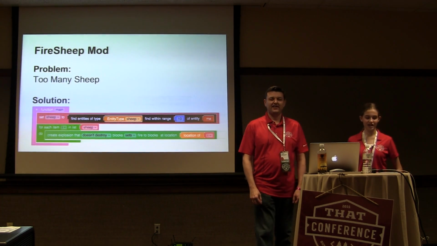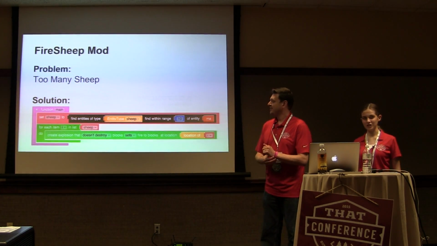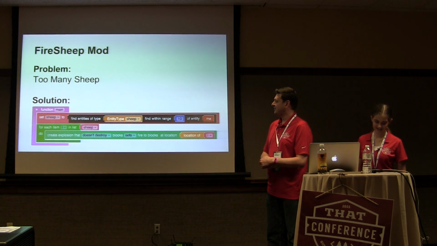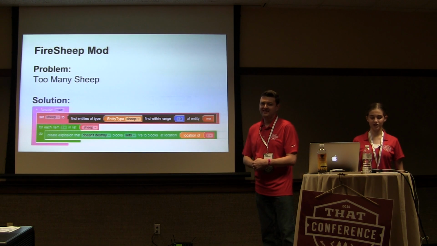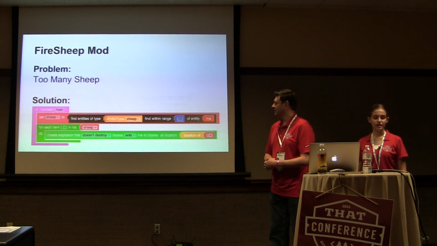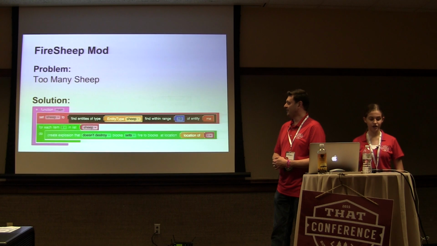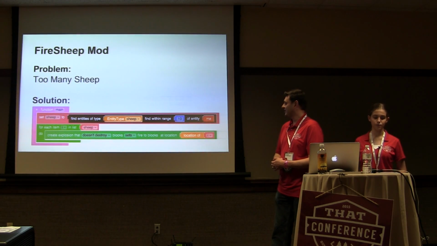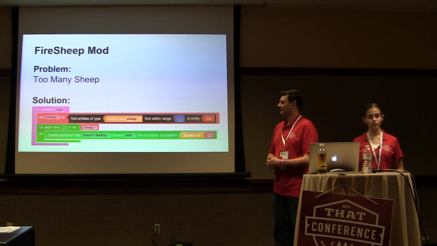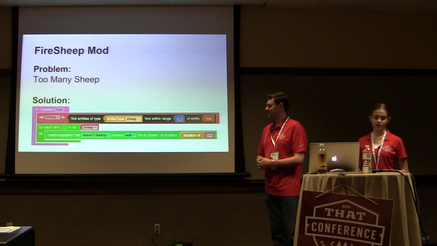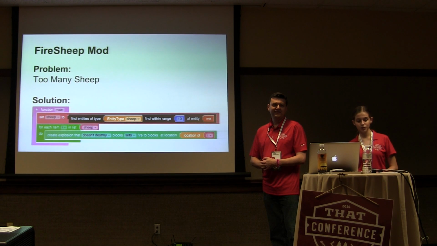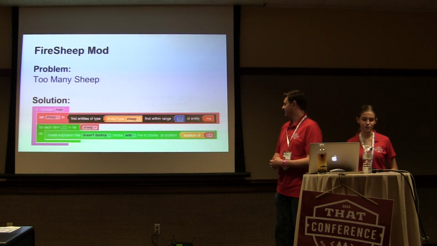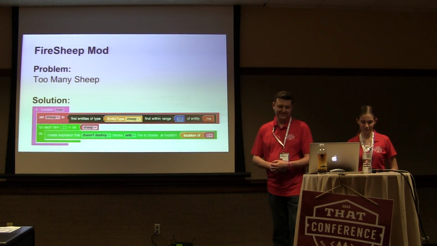So our problem was that after the sheep shooter mod, we had way too many sheep in our world. Our solution was the fire sheep mod. That's awesome. This mod has a main function, like every mod that we make. It sets the sheep variable to find all of the sheep entities within the range of 10 blocks of the player. And then I is the loop variable that loops over the sheep, and this creates an explosion. So this won't destroy any blocks, but it sets a fire at the location of I, which is the sheep, and then explodes all of the sheep.